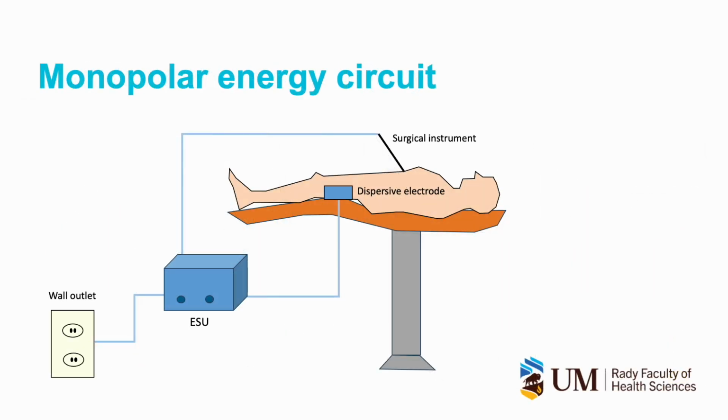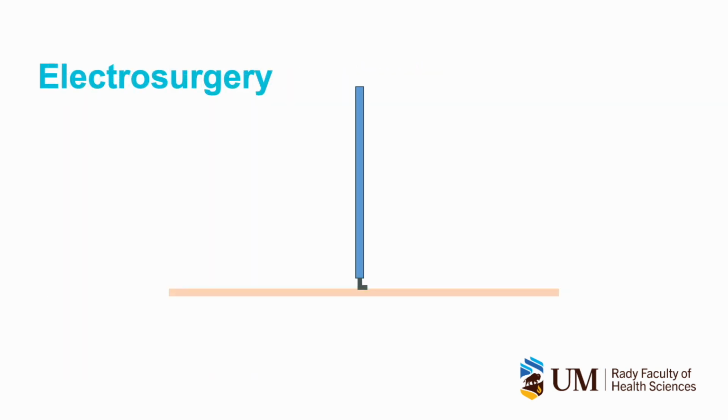One of the fundamental principles of electricity is that it requires a complete circuit. In monopolar circuits, an alternating current flows between an electrosurgical unit, or ESU, instrument, and tissue. The alternating current often follows a path of least resistance with a dispersive electrode, typically attached to the skin surface over the proximal thigh. Now we can zoom in and consider what is happening at the interface between a surgical instrument and the patient's tissue.